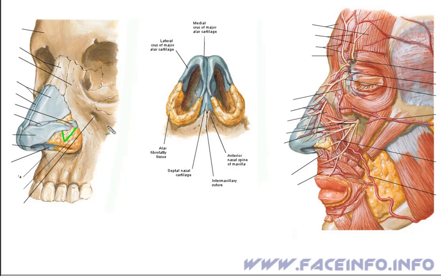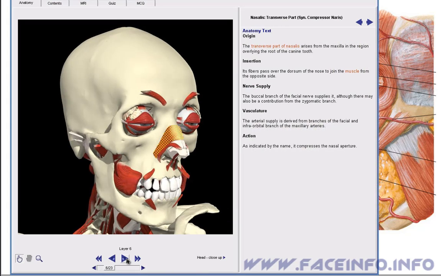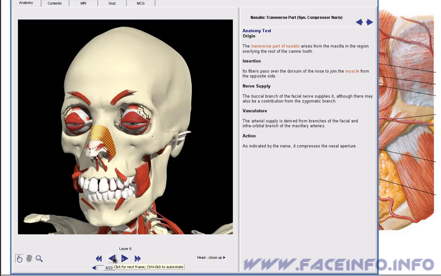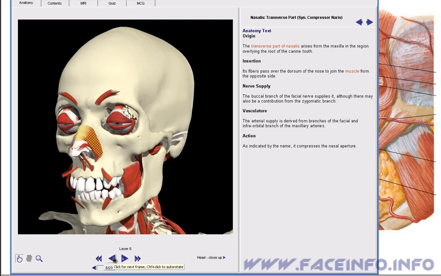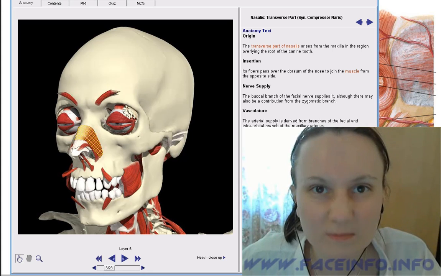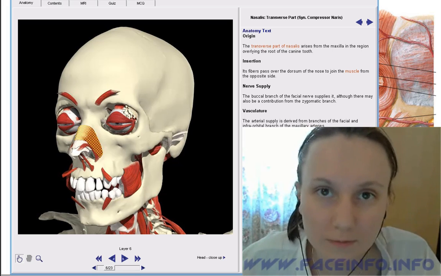Now let's enumerate the nasal muscles. The transverse part of nasalis arises from the maxilla in the region overlying the root of the canine tooth. Its fibers pass over the dorsum of the nose to join the muscle from the opposite side. For example, I show how it works. Jessica Alba, Miley Cyrus, Kate Middleton: when it's more stretched, very small folds are formed.